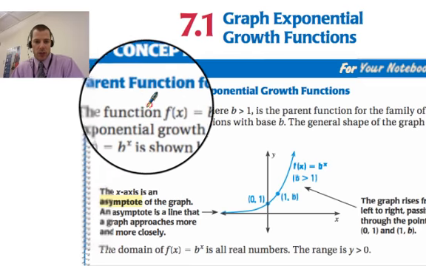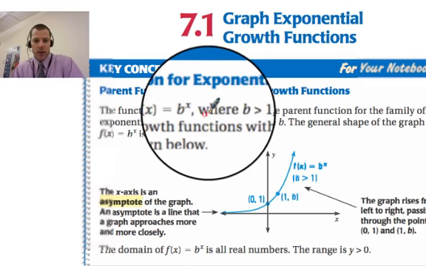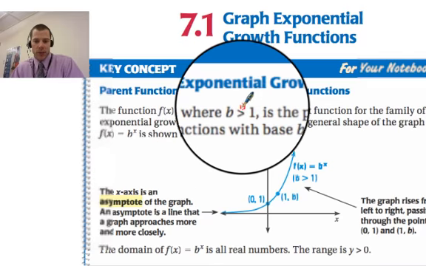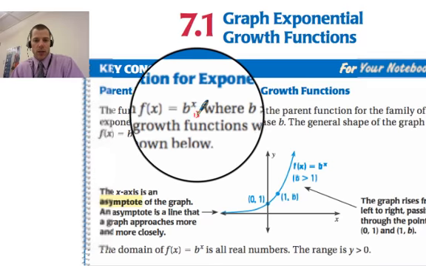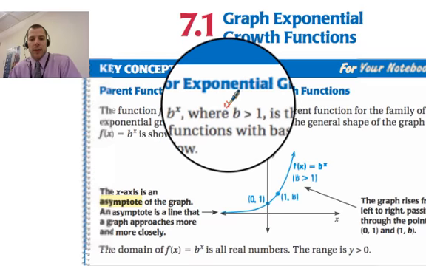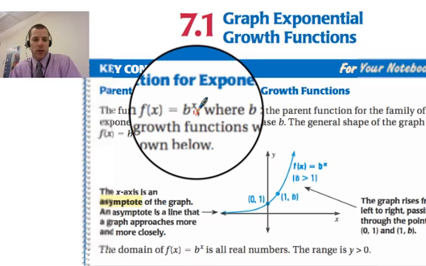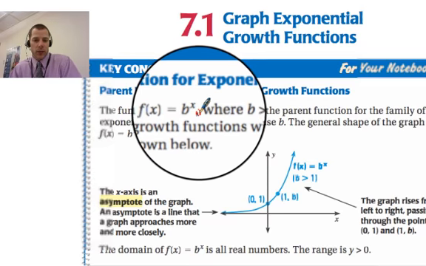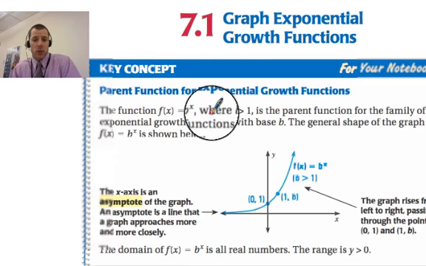This is called an exponential growth function, and our b value has to be greater than 1. We're going to notice that if it's not greater than 1, we don't have growth, and we also wouldn't have at some point an exponential function. Let's say if b was 1, then you just have 1 to whatever power, and you would have just a horizontal line. So b has to be greater than 1. This is the parent function.